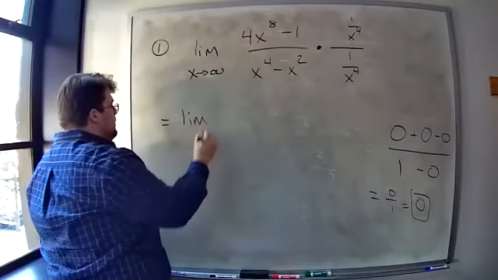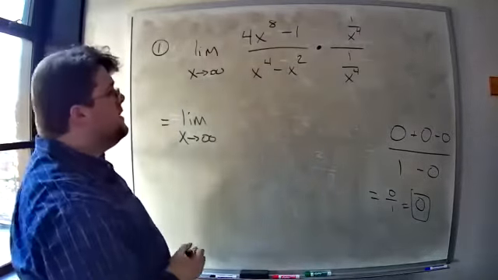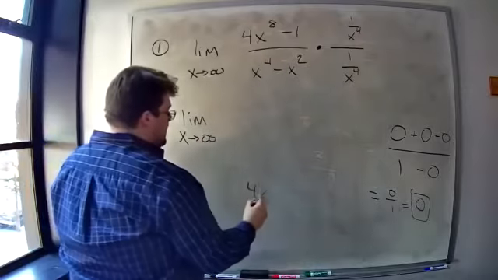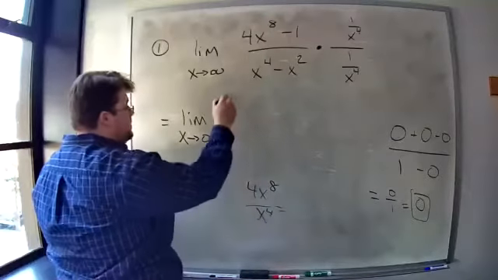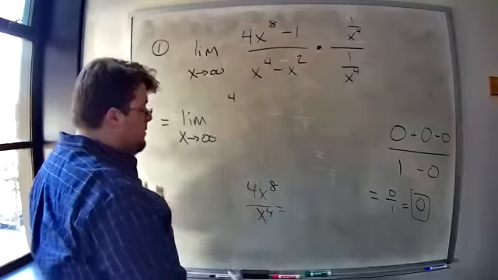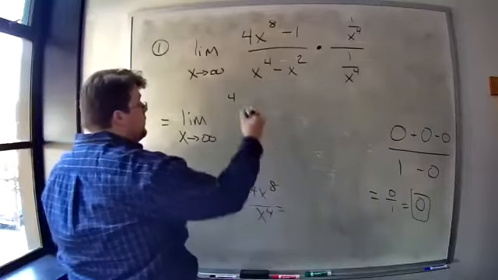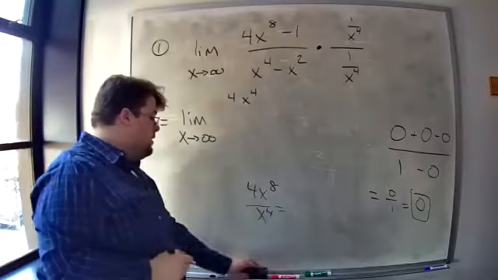And what do we get? Well, that limit now equals this limit. 4x to the 8th over x to the 4. Well, what is that? The 4 stays there. But we have 8 x's up here and 4 x's down there. So 4 of them are going to cancel, and we're left with 4 x's in our numerator.